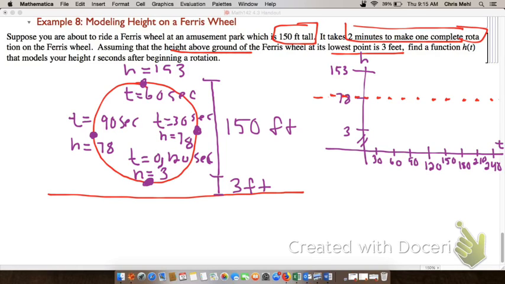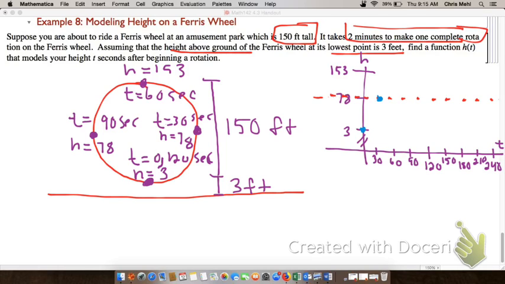Okay, so there's my midline, and then I'm just going to plot the points that we get from our picture of the Ferris wheel. Okay, so let's use blue, a good shade of blue. You originally at 0 seconds start at a height of 3 feet. After 30 seconds, you're halfway up at 78.